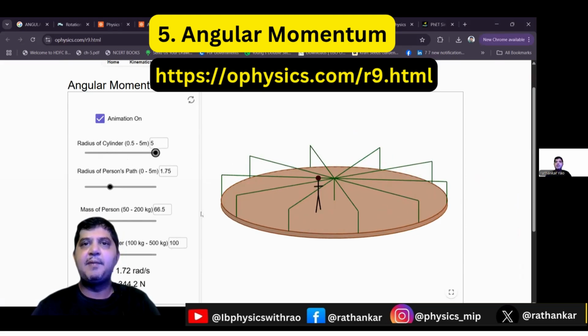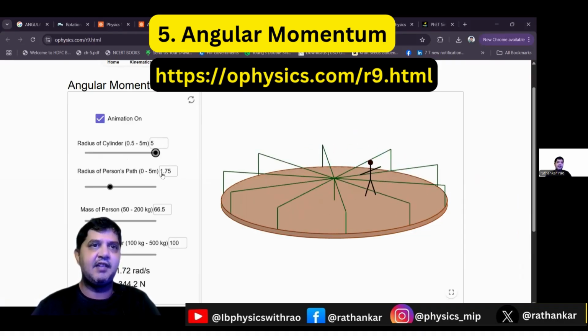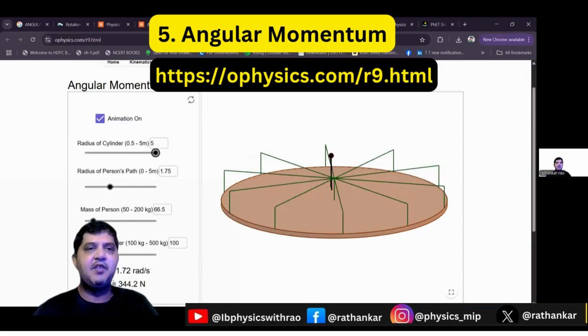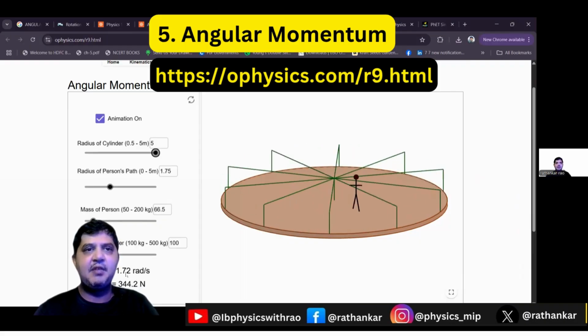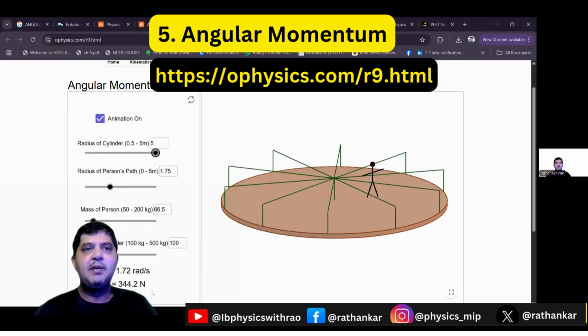now what do you observe? The person is standing at the middle over here. So not middle, very nearby to the center, right? The mass of the person is given, mass of cylinder is given. I can find out what's the value of omega. Omega is seen to be 1.72 radians per second. The centripetal force is seen to be 344.2 Newton.